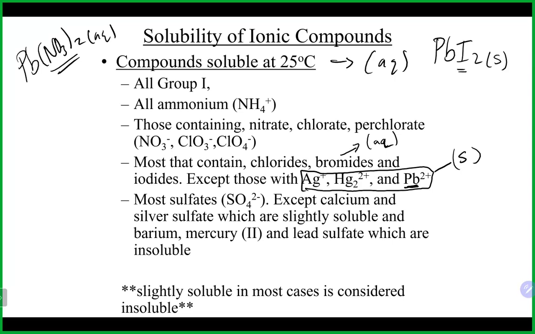Most sulfates are going to be soluble. Some exceptions are calcium and silver sulfate, which are slightly soluble, and barium, mercury 2, and lead sulfate, which are insoluble. Again, slightly soluble in most cases is considered more insoluble than soluble. So these are some rules for compounds that are normally soluble. If you come across anybody with an exception, it does the opposite: instead of being soluble, it becomes insoluble. Any questions on those rules?